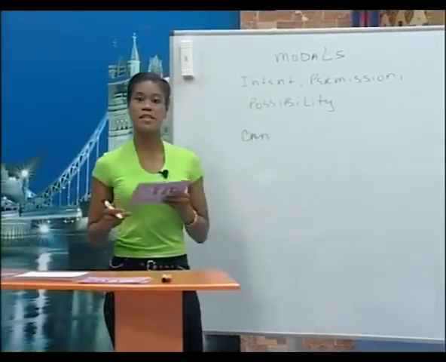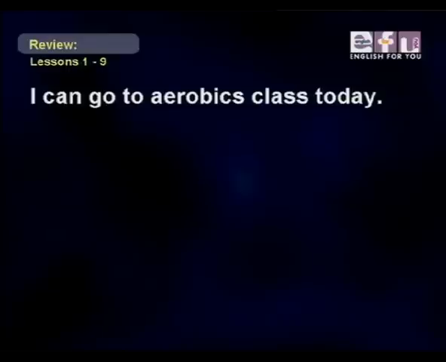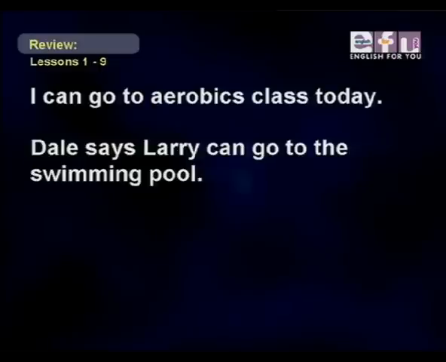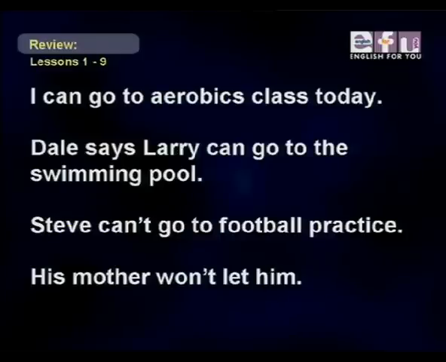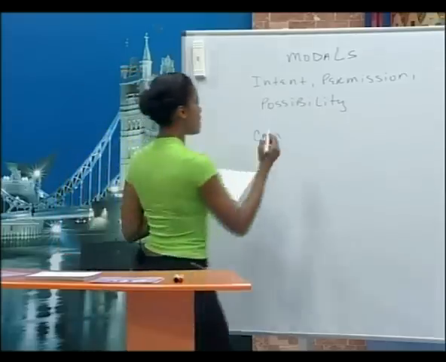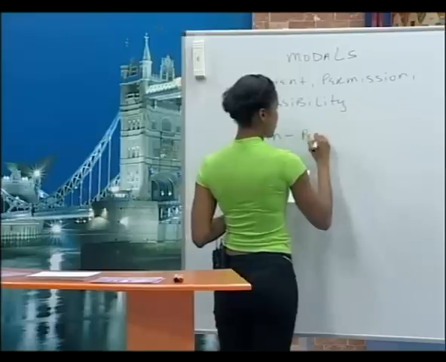Okay, let's look at some examples. I can go to aerobics class today. Dale says Larry can go to the swimming pool. Steve can't go to football practice. His mother won't let him. Okay, so that was can for permission.